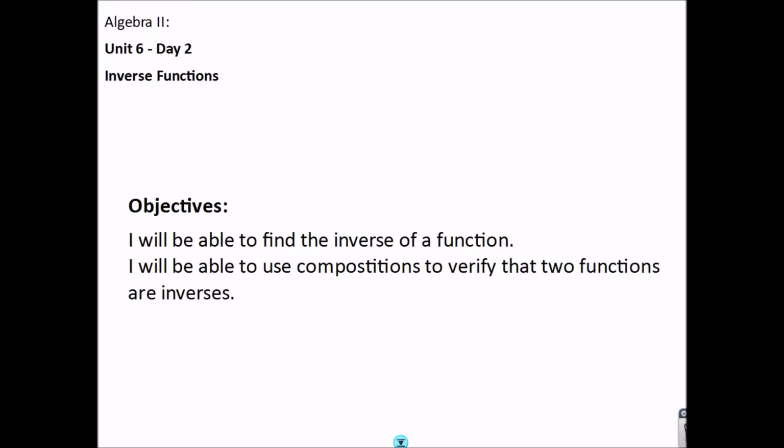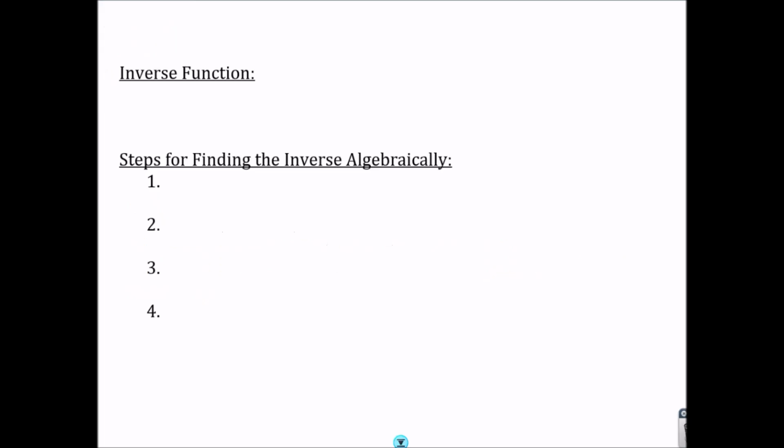Today we're going to be talking about inverse functions. By the end of this video, you'll be able to find the inverse of a function, and you'll be able to use compositions to verify that two functions are inverses. So first, we need to define what an inverse function is. An inverse function is a function that undoes another function.